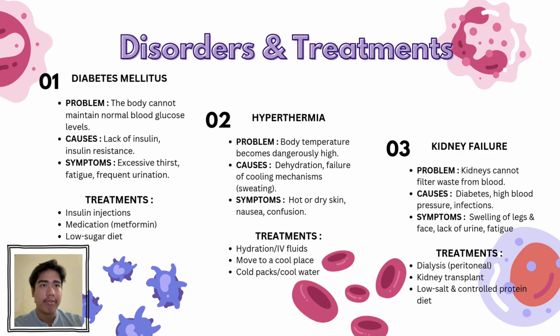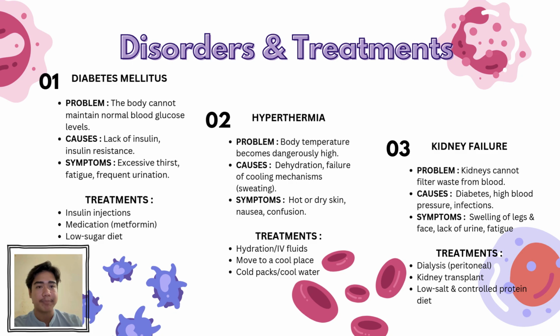For the second one, we have hyperthermia, which is a homeostasis disorder. The problem is body temperature becomes dangerously high. It is caused by dehydration and failure of the cooling mechanism, which is sweating. And the symptoms are hot or dry skin, nausea, and confusion. For the treatments, we have hydration or IV fluids, move to a cool place, and use cold packs or cool water.